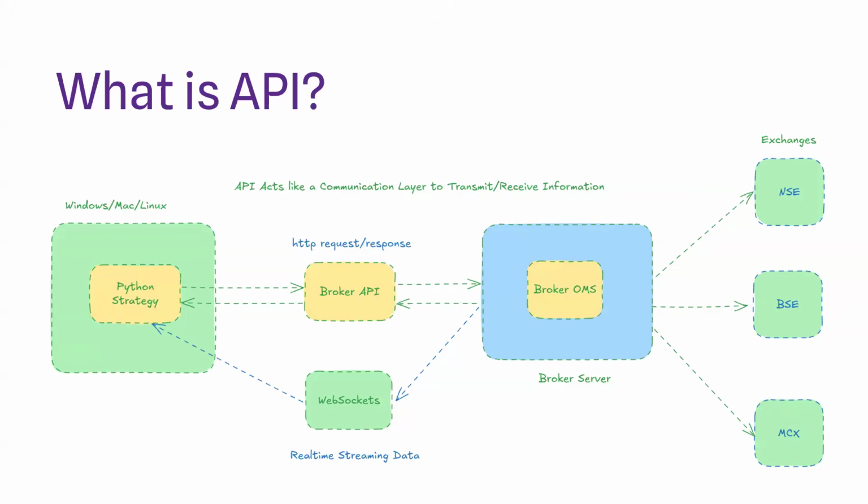2020 is when algo trading started picking up. Retail traders started seeing a new way, a new approach to trade in the markets. But algo trading is not something new. Algo trading was there in 2014 and 2015 also. But during that time, there was no API-based trading.